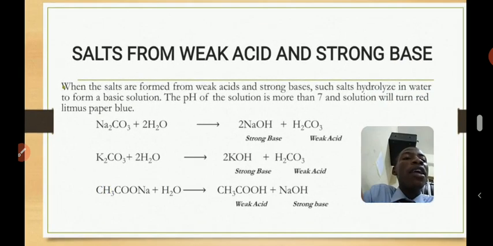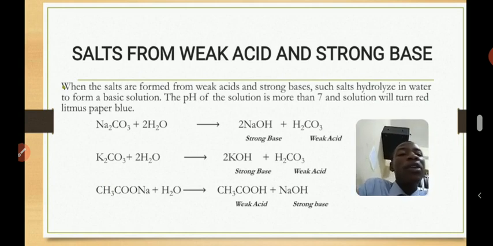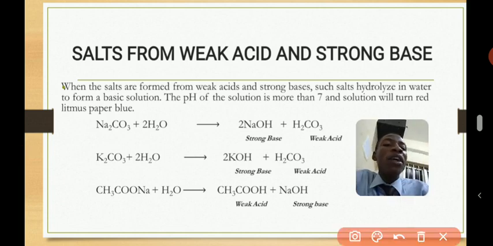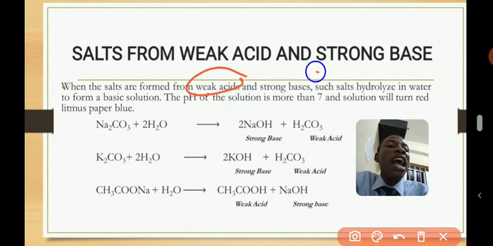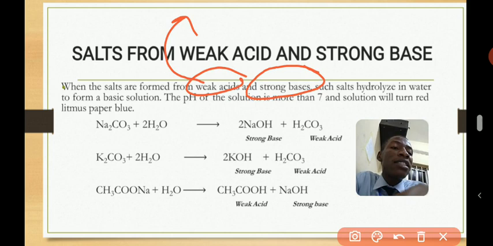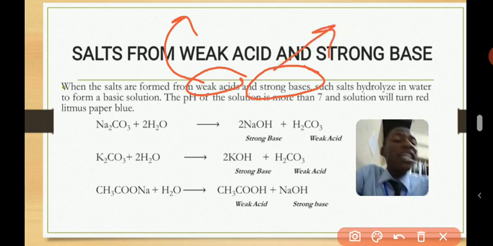Salt from a weak acid and a strong base. When salts are formed from a weak acid and a strong base, you remember, when the acid is weak and the base is strong, it means the acid that is weak will not ionize, while the base that is strong will ionize completely.